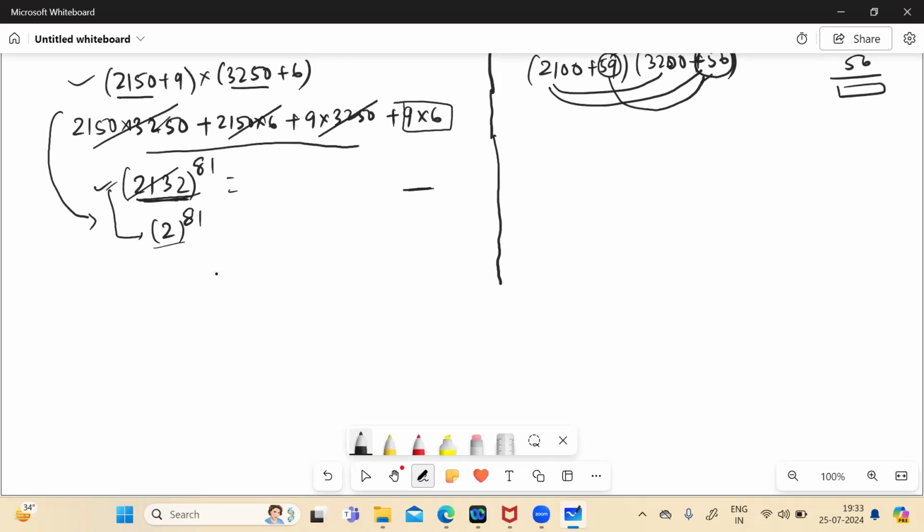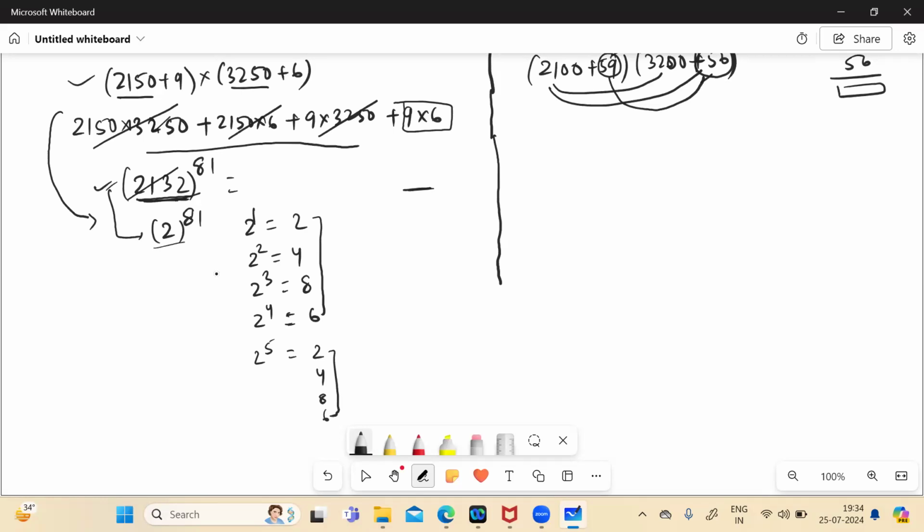Now, for 2 to the power 81, let's start checking the powers of 2 and the unit digit at different powers. 2 to the power 1 is 2, 2 to the power 2 is 4, 2 to the power 3 is 8, 2 to the power 4 will end in 6. I'm not writing 16 here because I don't have to do anything with that. Now 2 to the power 5 is 2 again. So basically you are getting a cycle of 2, 4, 8, 6.